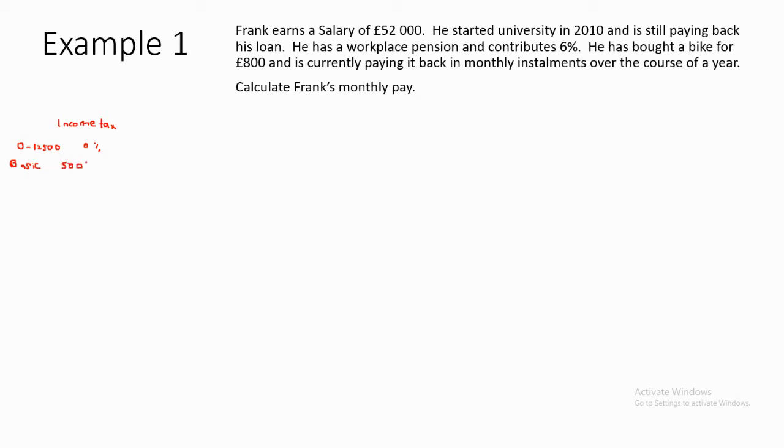50,000 minus 12,500. That amount you're going to pay 20%.